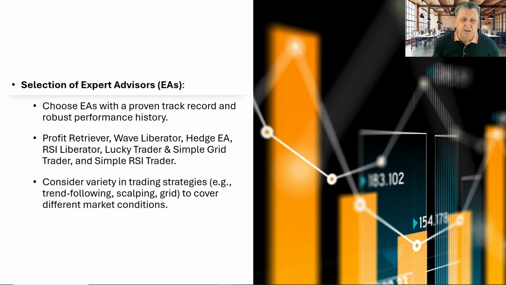And some of the EAs that we have tested over time, you'll see on the screen here also, the Profit Retriever, Wave Liberator, HDA, RSI Liberator, Lucky Trader, and Simple Grid Trader. And now also the Simple RSI Trader, which is a one trade at a time EA in here. So this particular one is good for the US market. We have given in the news report that we do every single week, we have given a bit of an update on how that goes.